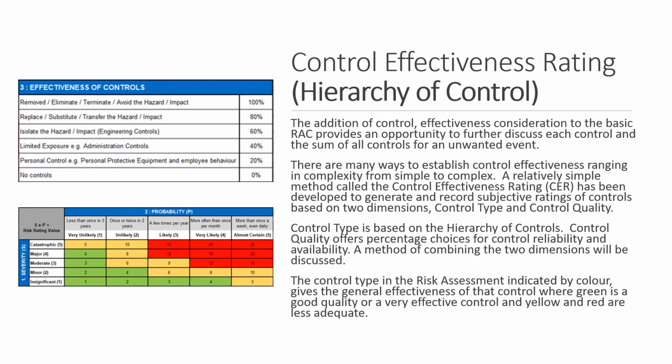Control type is based on the hierarchy of controls. Control quality offers percentage choices for control reliability and availability. A method of combining the two dimensions will be discussed. The control type in the risk assessment indicator by color gives the general effectiveness of that control, where green is a good quality or a very effective control, and yellow and red are less adequate.